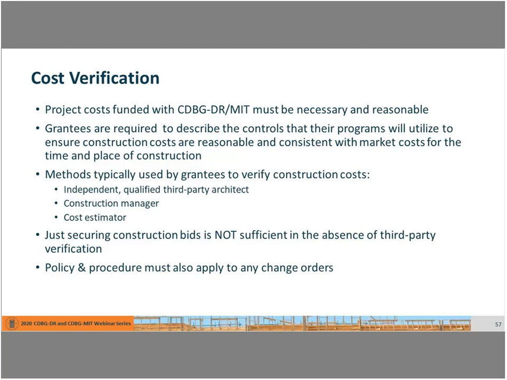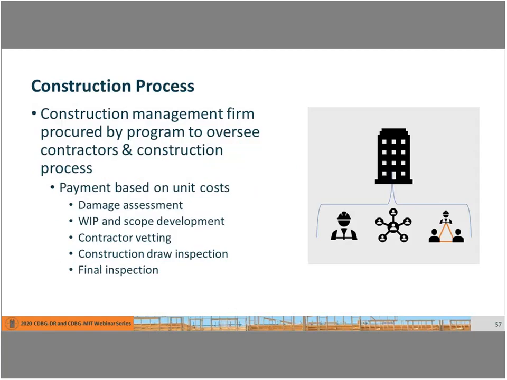This is why in advance of procurement, or in advance of having a pool of contractors bid on a homeowner project, there needs to be a third-party estimate of the cost of the scope to be bid. Just having contractors submit bids in competition with one another is not sufficient.